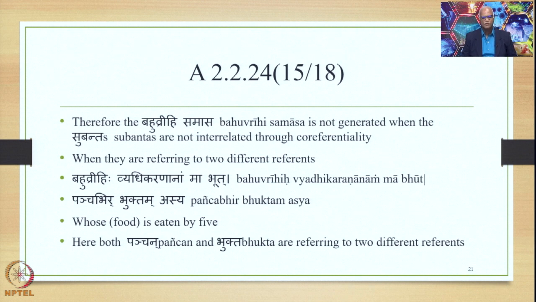For example, pañcabhir bhuktam asya, whose food is eaten by five. Here both panchan as well as bhukta are referring to two different entities and are not referring to one and the same entity. And therefore, in this case, bahuvrīhi samasa cannot be done as there is no samarthya of that kind.